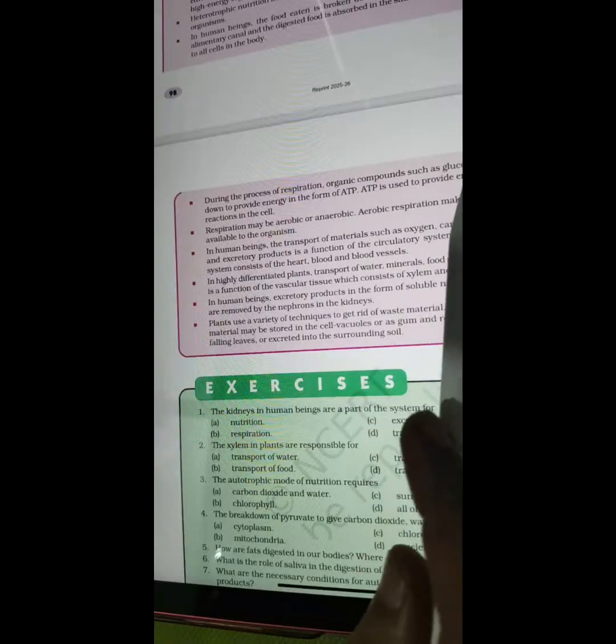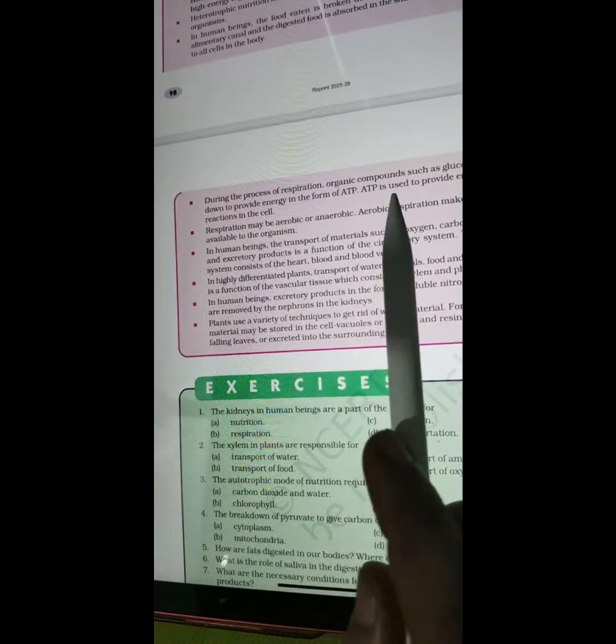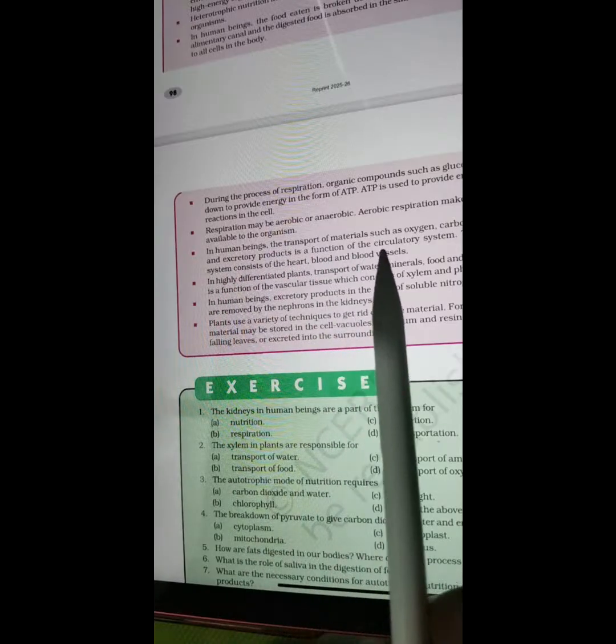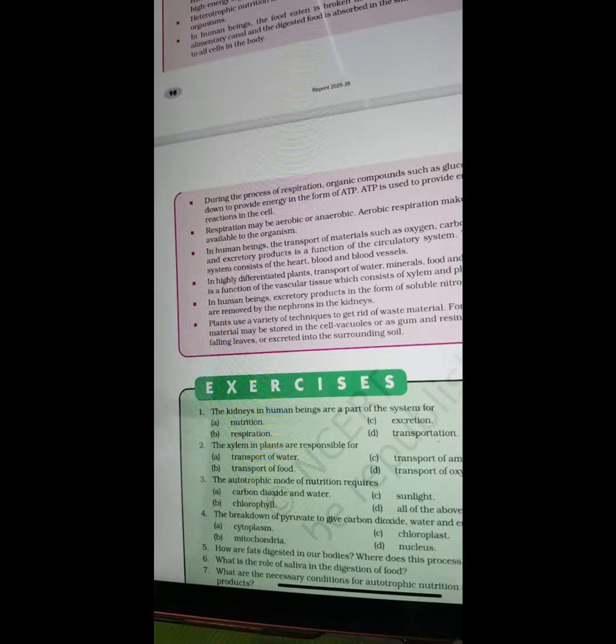During the process of respiration, organic compounds such as glucose are broken down to provide energy in the form of ATP. ATP is used to provide energy for other reactions in the cell. Respiration may be aerobic or anaerobic. Aerobic respiration makes more energy available to the organism. In human beings, the transport of materials such as oxygen, carbon dioxide, food, and excretory products is a function of the circulatory system. The circulatory system consists of the heart, blood, and blood vessels.